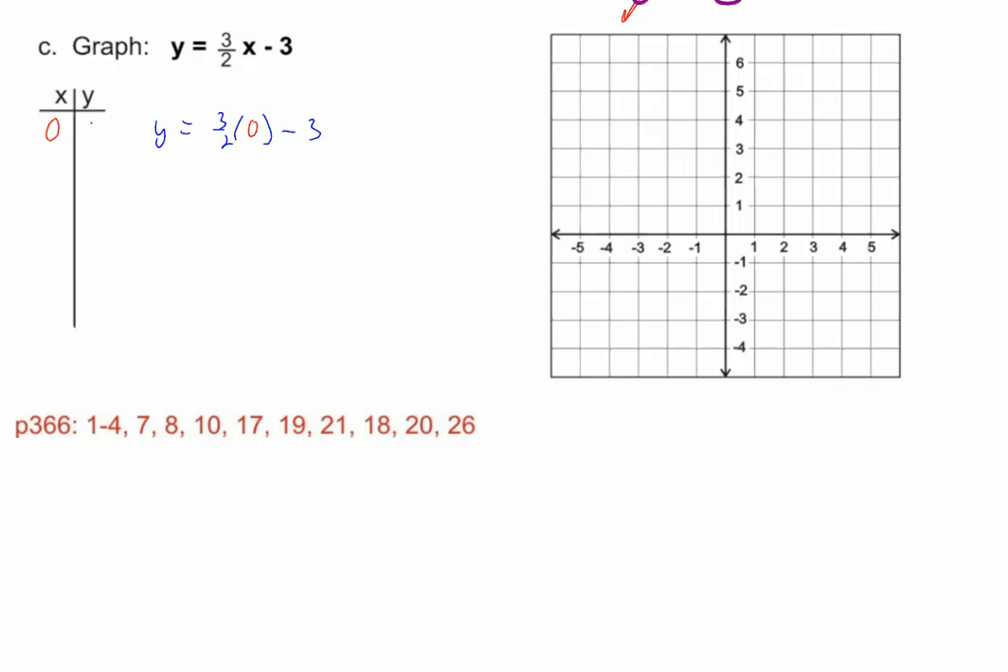You said, okay, that's 0. Oops, that's not 0. That is -3, right? Because 0 times anything is 0. 3/2 times 0 is 0. 0 minus 3 is -3. I had the point (0, -3). I'll tell you what I would use next. I would use a 2. And here's why.